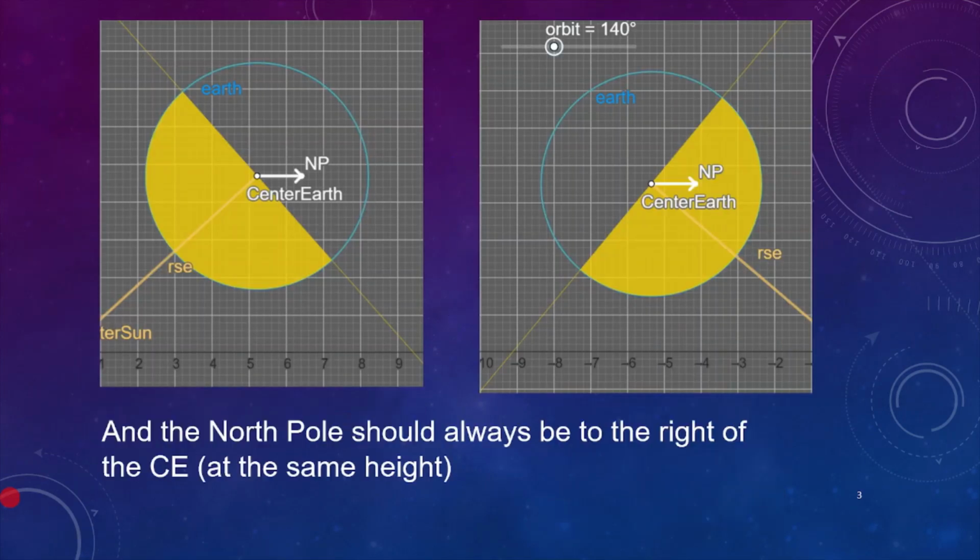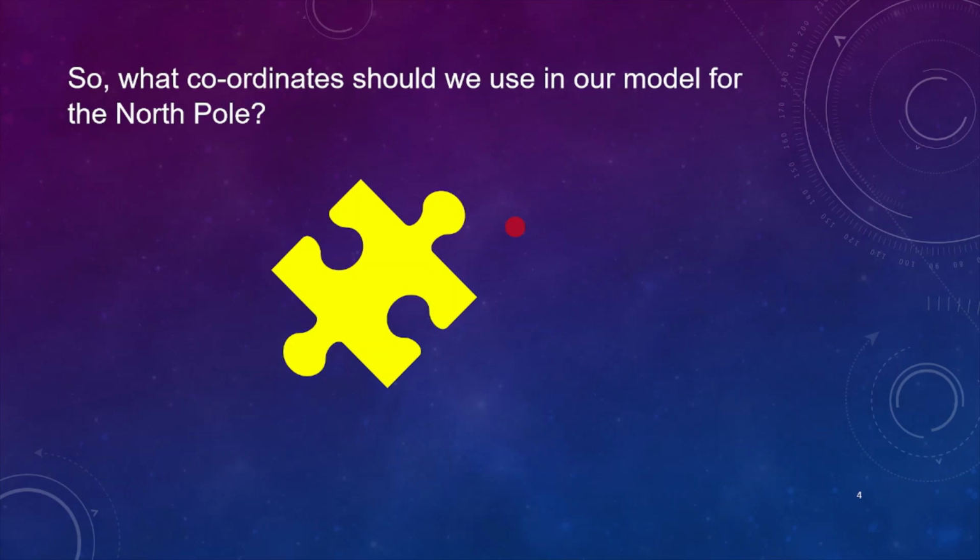And we said the North Pole would always be to the right of the center of the Earth and at the same height as we've shown here. So we go straight across, keep the same height, and go to the right by the amount that we just said. So what coordinates should we use in our model for the North Pole?